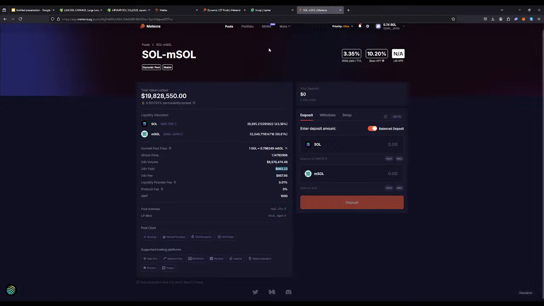So basically, these are pools, and these pools are built on top of a layer of liquidity, which basically are the vaults. Which is why I said that the vaults are the core of this entire platform.